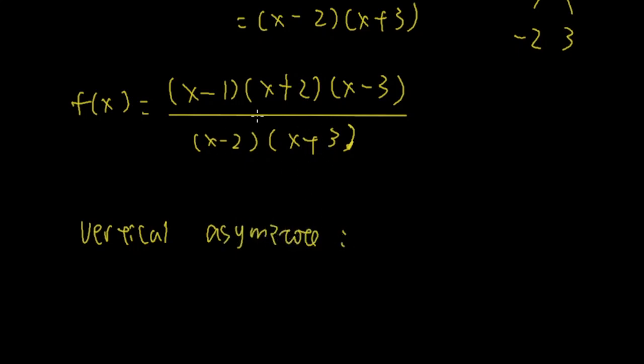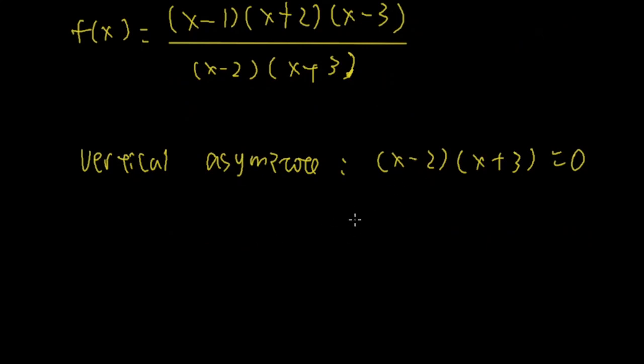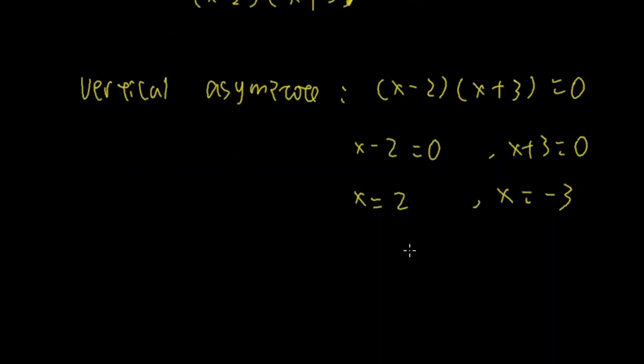let the denominator equal 0. Because they cannot be equal to 0, really. You cannot divide anything by 0. Okay, then x minus 2 equal to 0, right? x plus 3 equal to 0, then x equals 2 is one vertical asymptote, and x equals negative 3 is another vertical asymptote, because x just cannot be equal to 2 and negative 3 in this function.